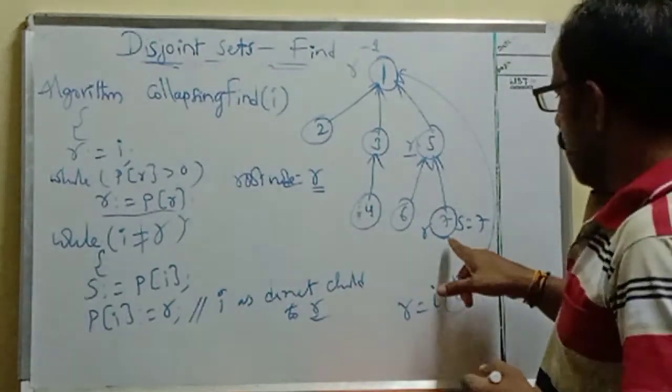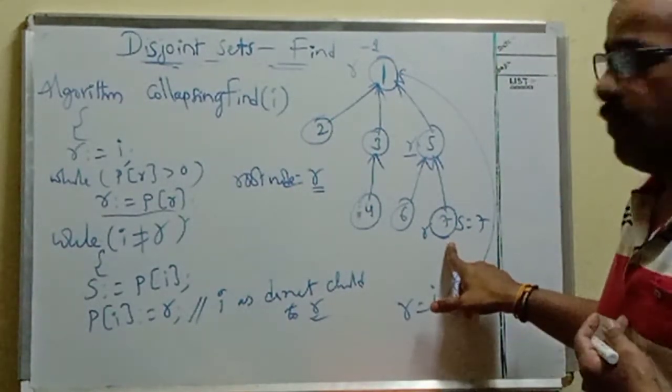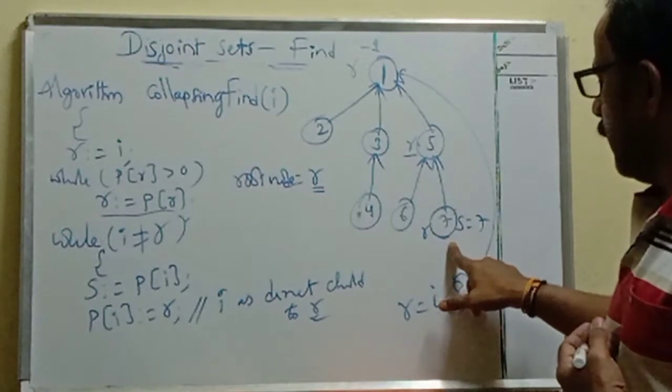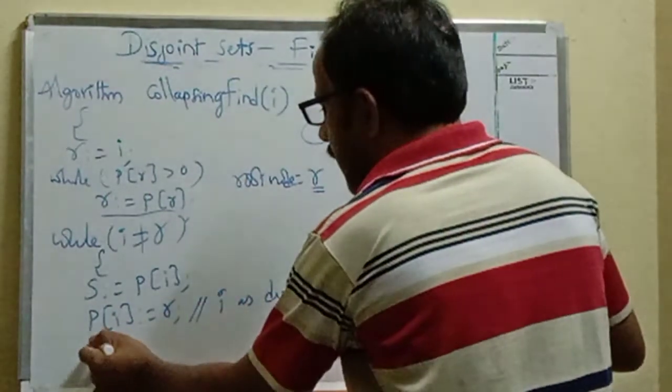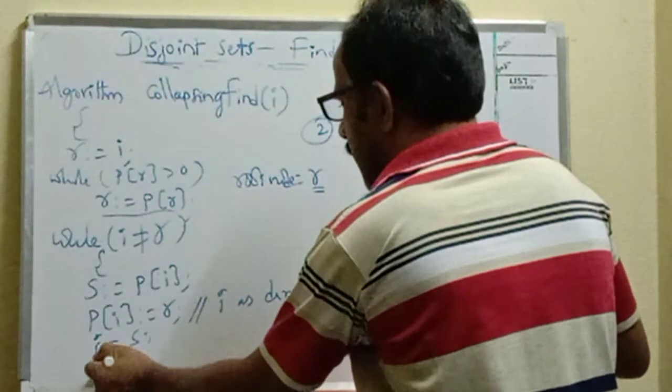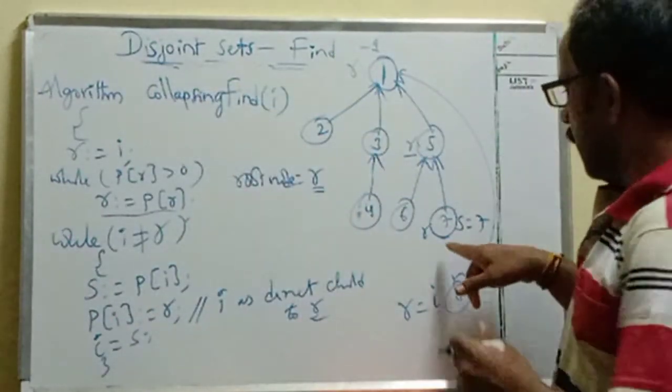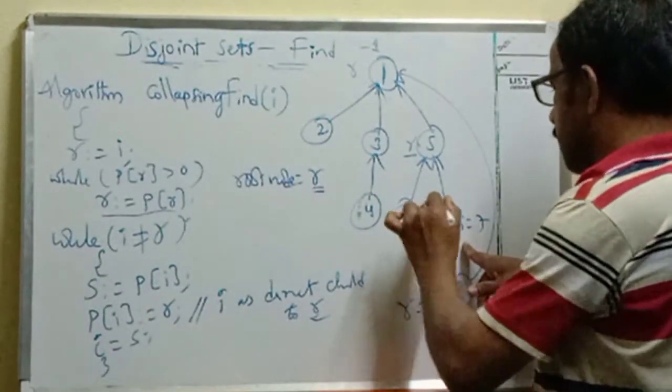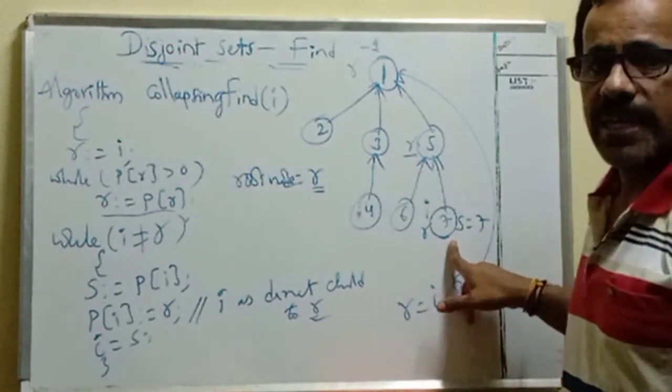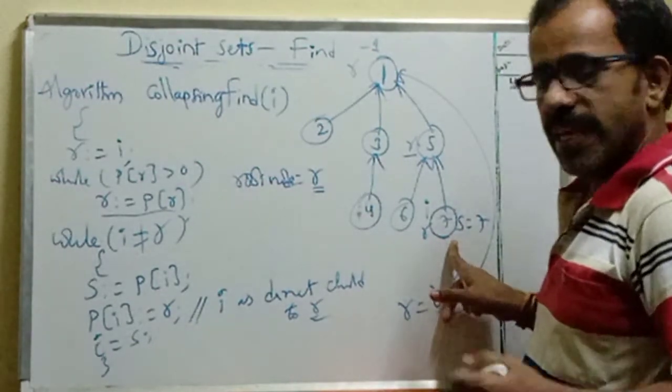Is it clear now? On the safe side, we copied the parent of I into S. Now again assign S to I and repeat this procedure. Now this S becomes I. I starts here now.